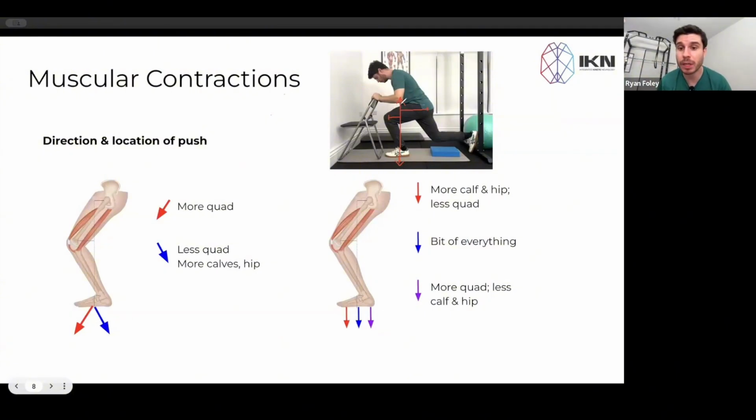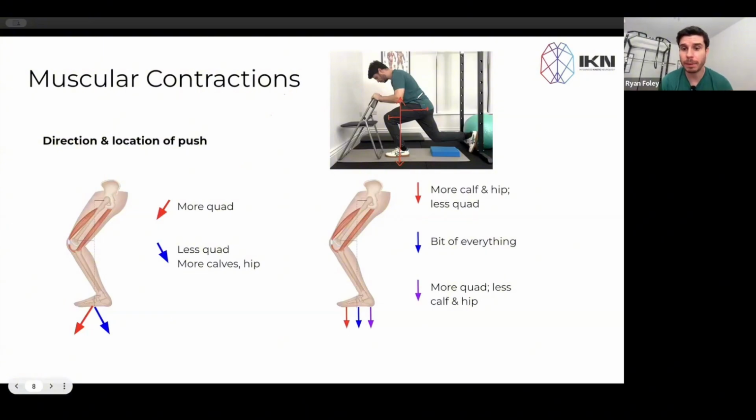And because that ground reaction force vector enters in front of the hip, it's going to try to flex the hip. It's going to create an external hip flexion moment, which means the hip extensors will have to generate an internal extension moment to counteract that external hip flexion moment. Okay. Now, what's interesting here is how we can manipulate this.